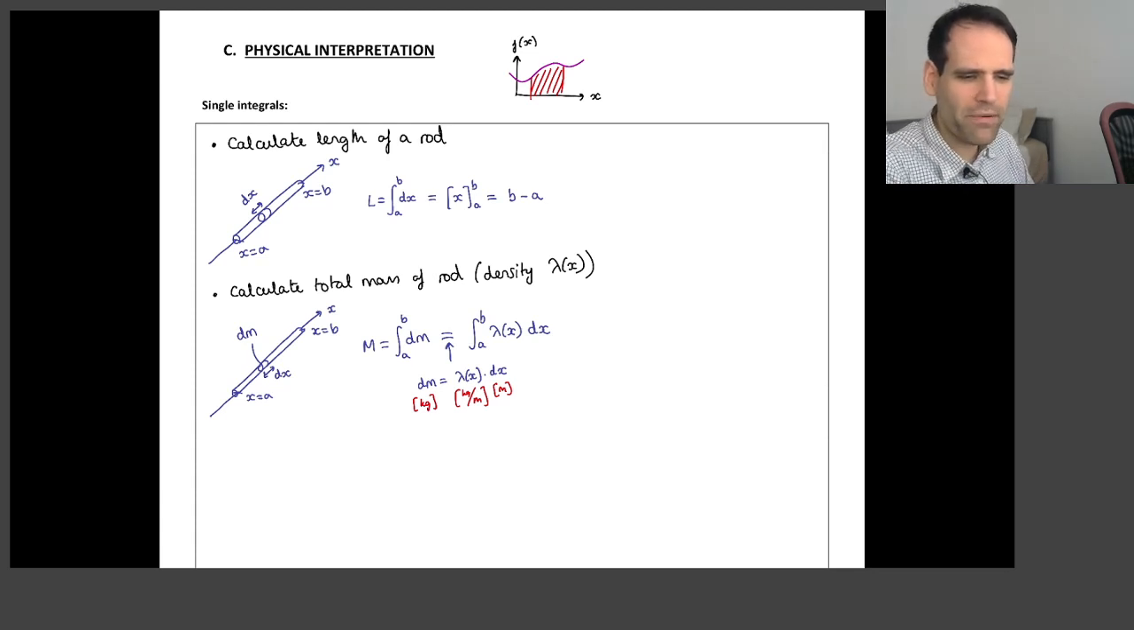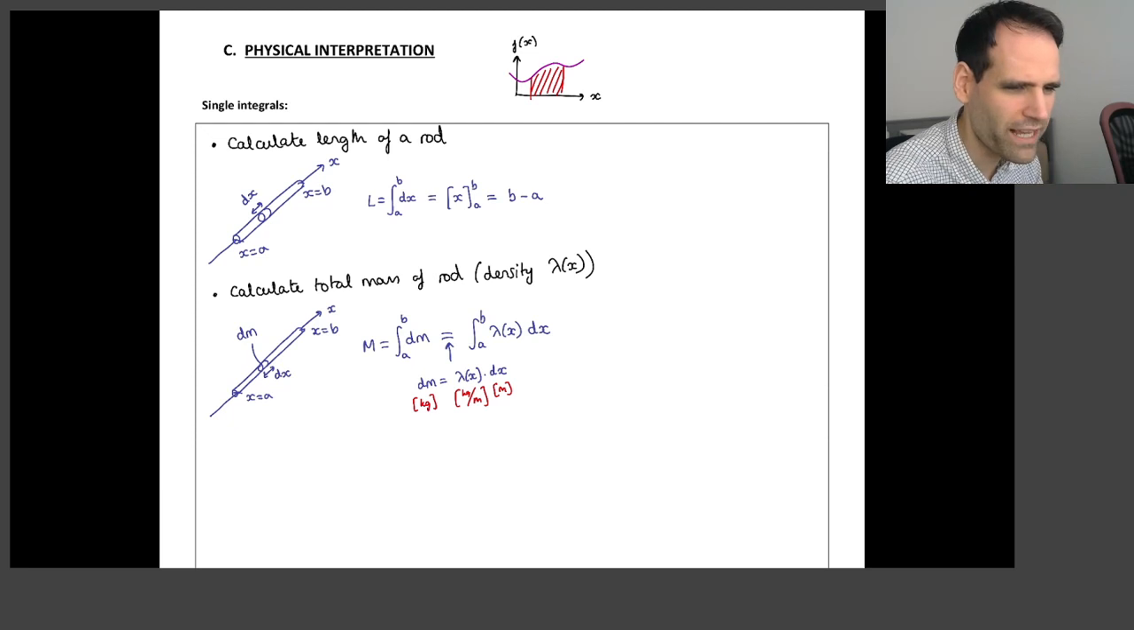Now let me add some applications of integrals. When we divide one integral by another, we can use that technique to calculate averages of things. So let me explain that.